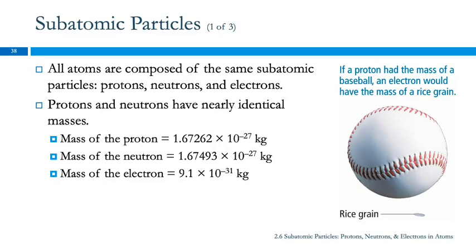So all of these particles are called subatomic particles because they are smaller than an atom. They're the particles that make up an atom. So there are three significant subatomic particles that chemists care about: protons, neutrons, and electrons. There are other particles, but we're not going to cover them.